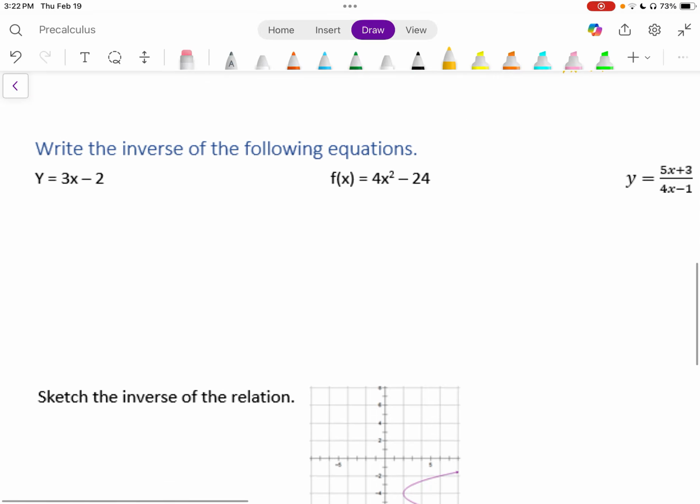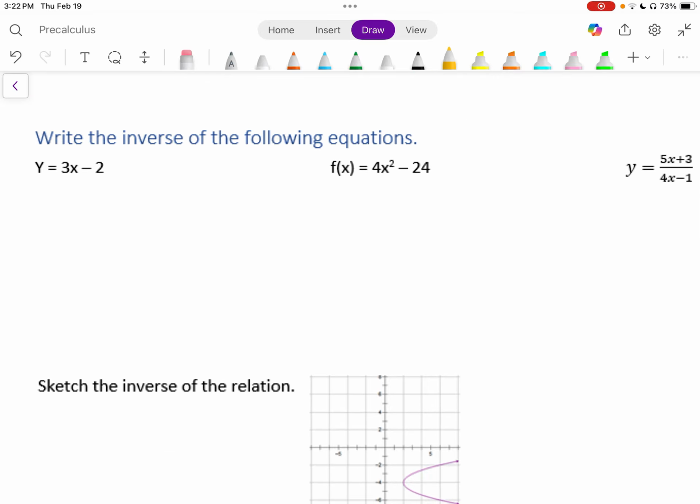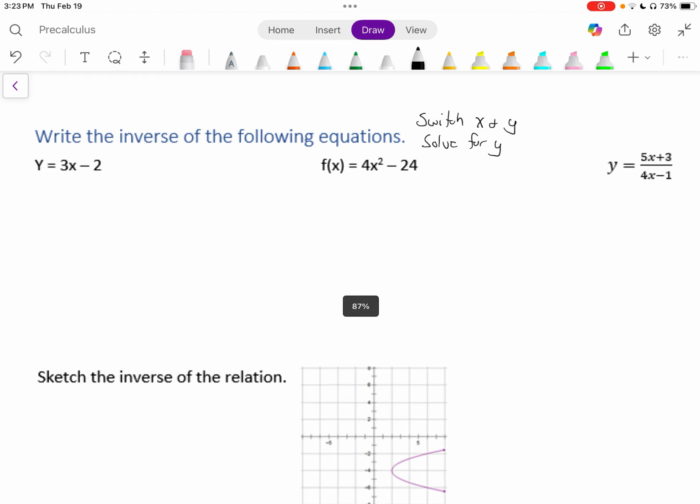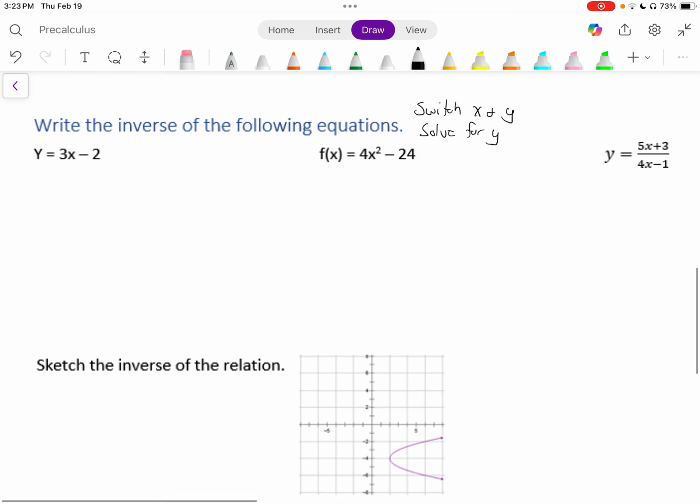All right, write the inverse of the following equations. All right, we want to write the inverse. So when we write the inverse, remember what we want to do is switch or interchange x and y. And then we're going to solve for y. So they're going to progress in difficulty here.